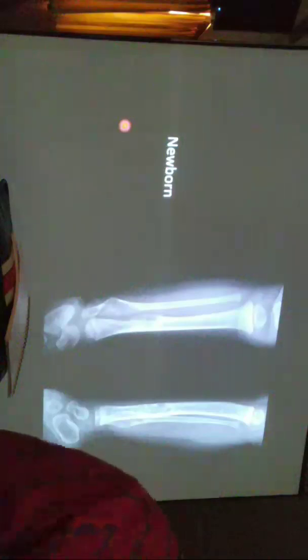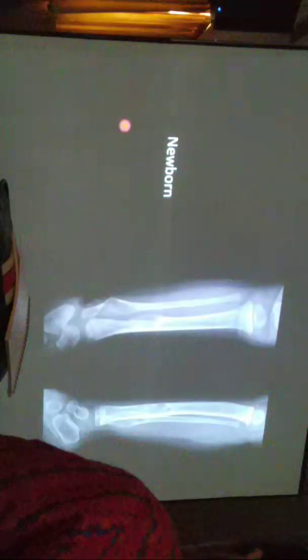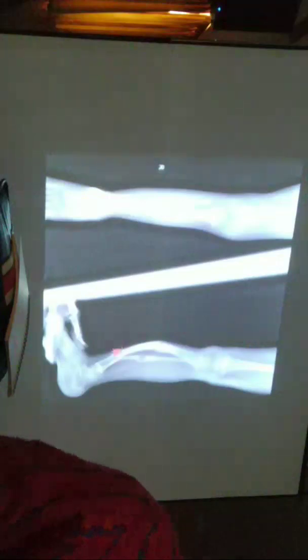This is an interesting case, a newborn. It's day one. Lytic lesion in the fibula and the tibia. What did you think of? Is it an adamantinoma in a newborn? Somebody said the answer. Exactly. This is neurofibromatosis. This is one presentation of neurofibromatosis. This is called pseudoarthrosis of the tibia.